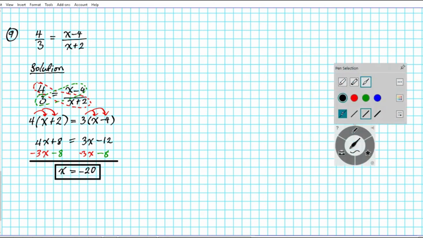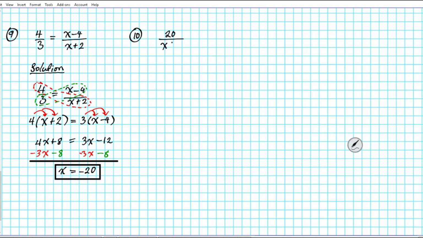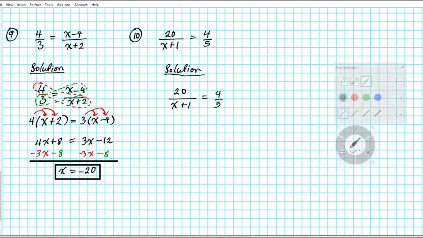Okay, let's take a look at the next one, question 10. Let's say we have the proportion, the algebraic proportion given by 20 over x plus 1 equals 4 over 5. Alright, let's try this out. Now to do this, we're going to use the star method again to get rid of the denominator components here, and then solve the resulting equation.